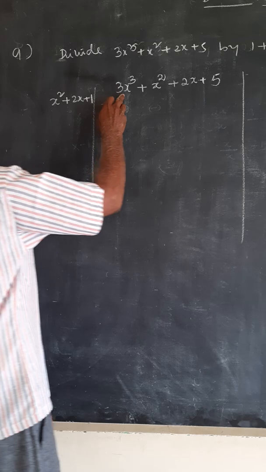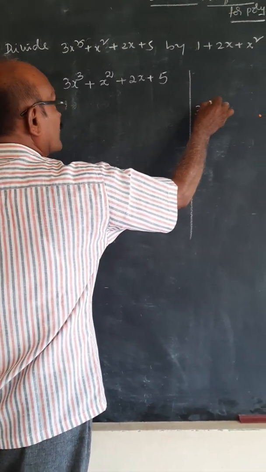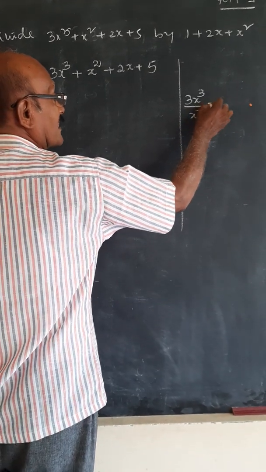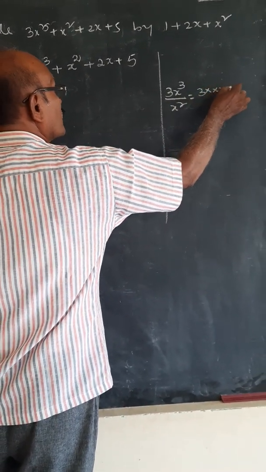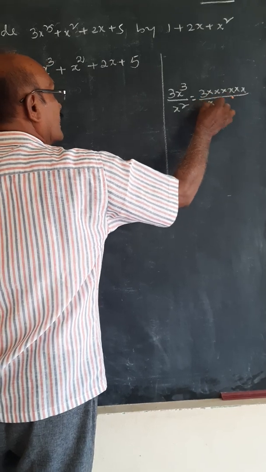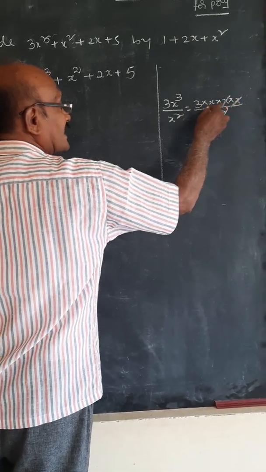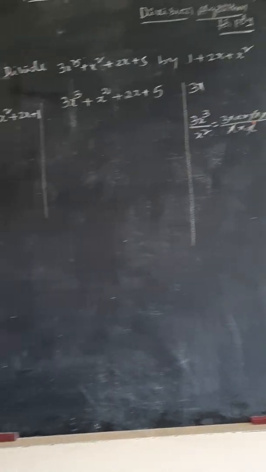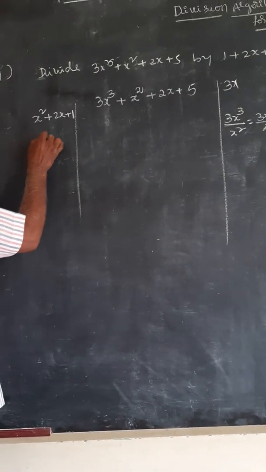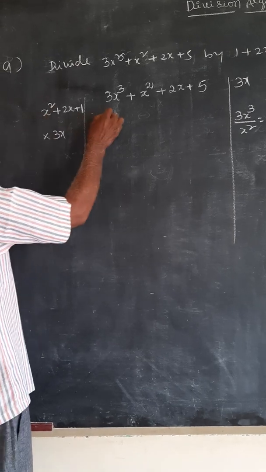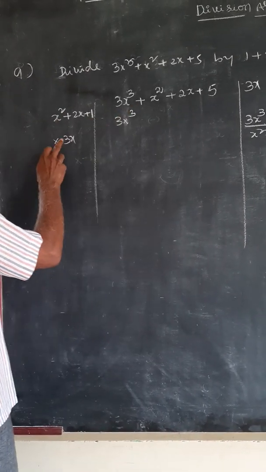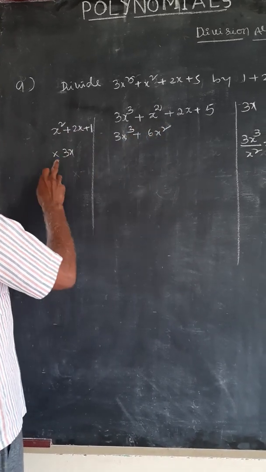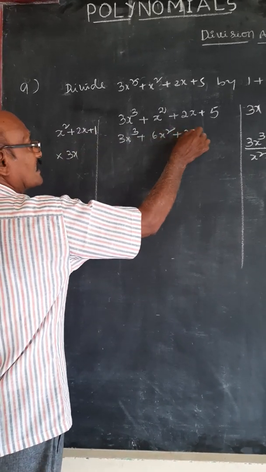Go to step 1. What is the first term in the dividend? 3x cube. And what is the first term in the divisor? x square. That is 3 into x into x into x by x into x. x cancels, 3x is the first quotient, and write 3x. Next multiply with 3x. 3x into x square, 3x cube. 3 twos are 6, x into x, x square, 6x square, plus 3x into 1, 3x.